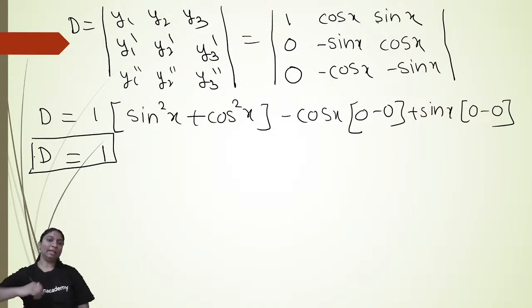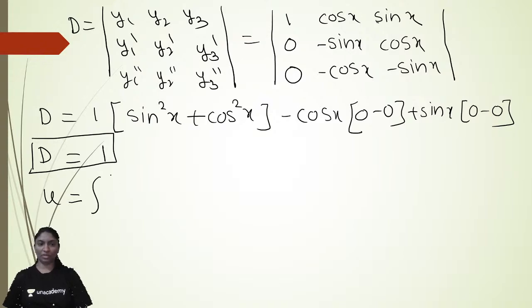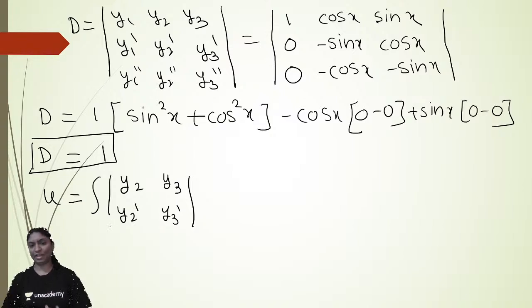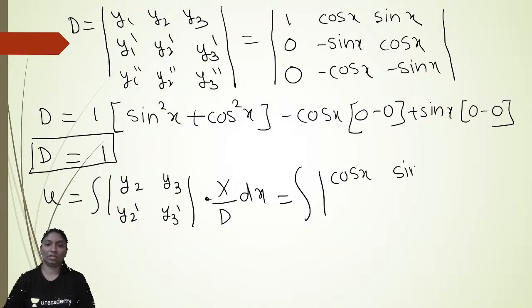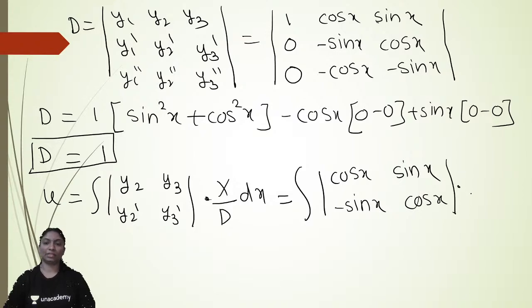Now, as the value of D is equal to 1, we will calculate U. So what is our U? U is equal to integral of determinant of y2, y3, y2 dash, y3 dash. If you are calculating U, skip y1, take y2, y3. Okay? Determinant of y2, y3, y2 dash, y3 dash into x upon d dx. Okay? That is equal to x into determinant of, what is our y2? Cos x, y3 is sin x, y2 dash minus sin x, y3 dash cos x. Okay? Into x. What is our x? X is tan x upon d. D is equal to 1 into dx.